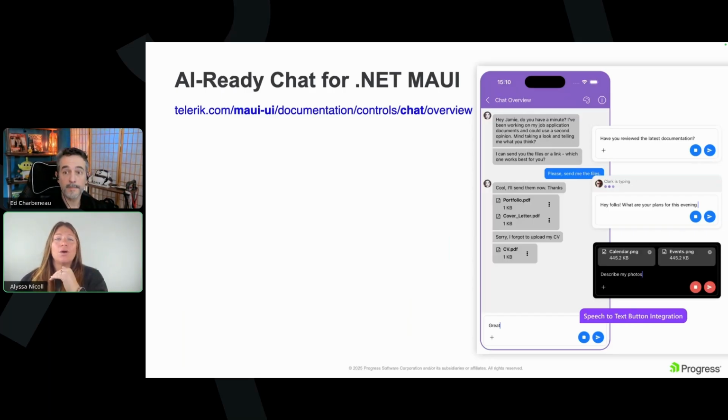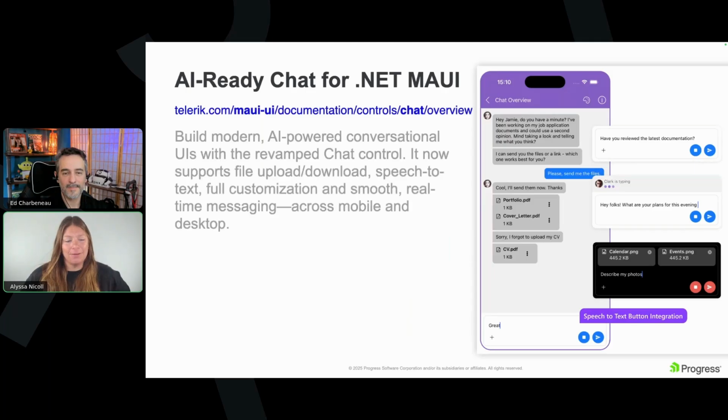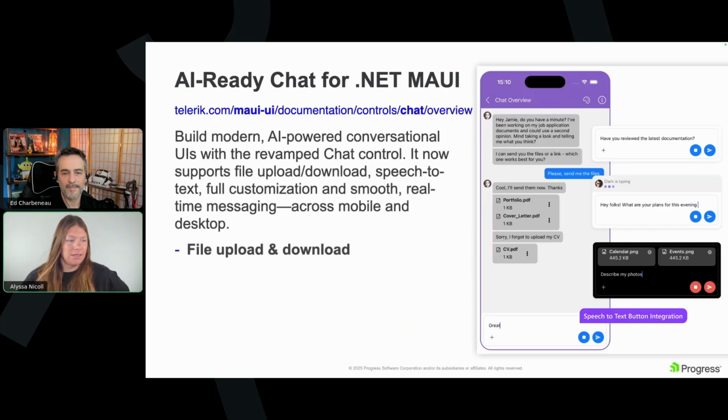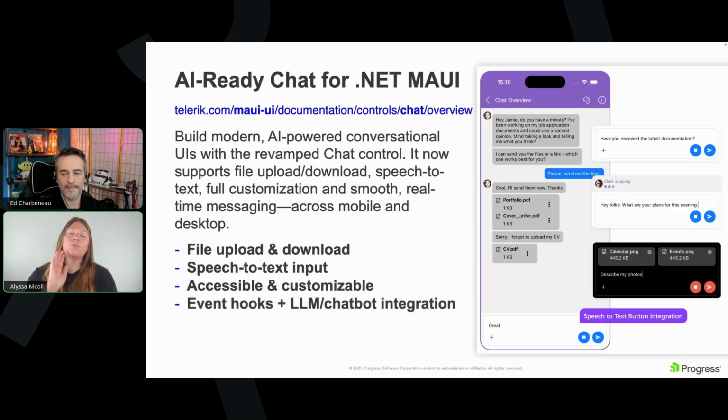But this quarter, we've also updated the .NET MAUI chat control, yay, to make building AI-powered conversations much easier. Let me pull in, yes, get these bullet points up. Awesome. Okay, so it supports file uploads, downloads, speech to text, full customization, accessibility, and hooks for the chatbot or LLM integrations. And it's a clean way to add real-time modern chat into your MAUI applications. So check it out, telerik.com, MAUI UI documentation, and just go on over to the chat overview.